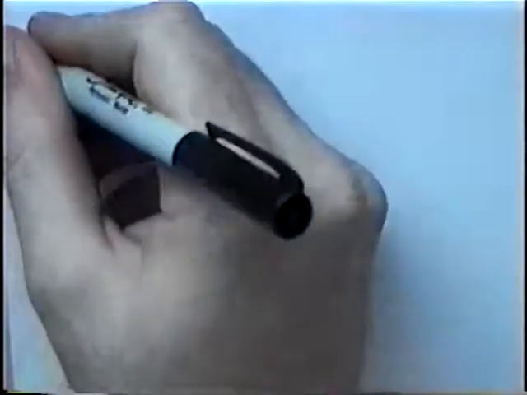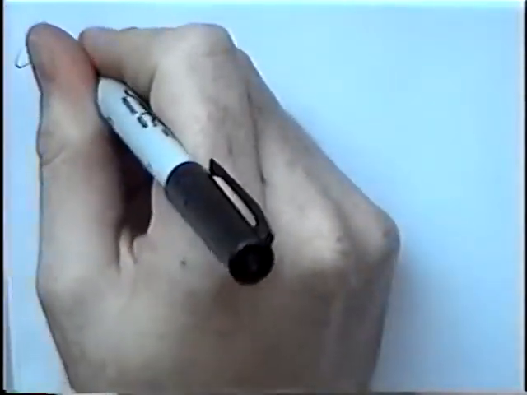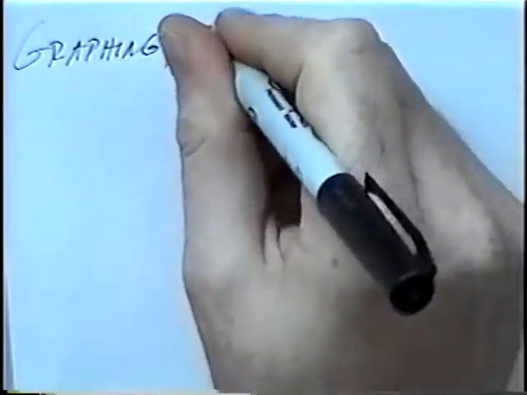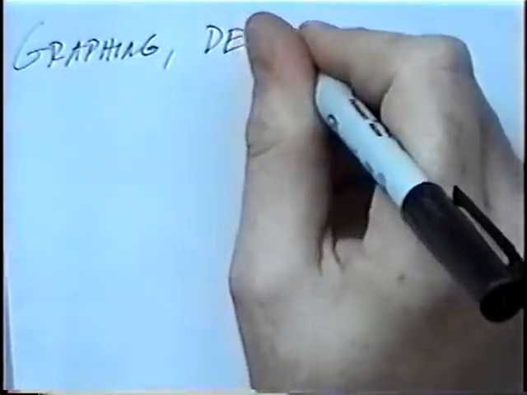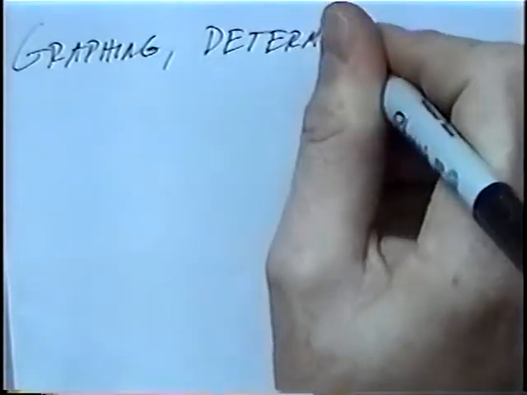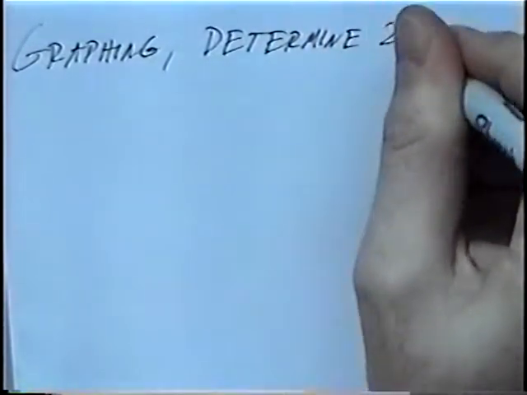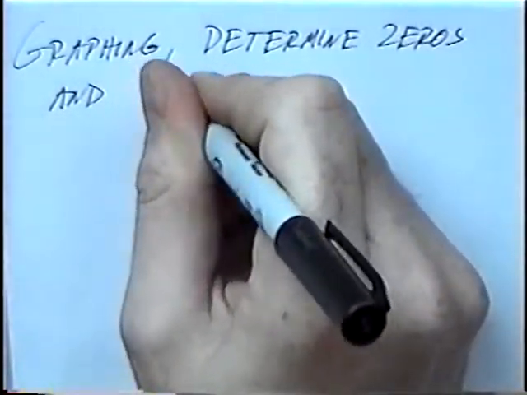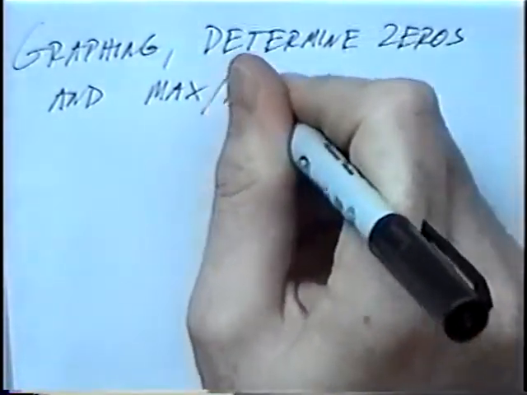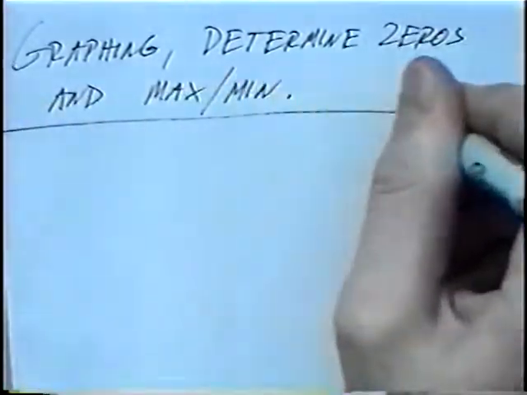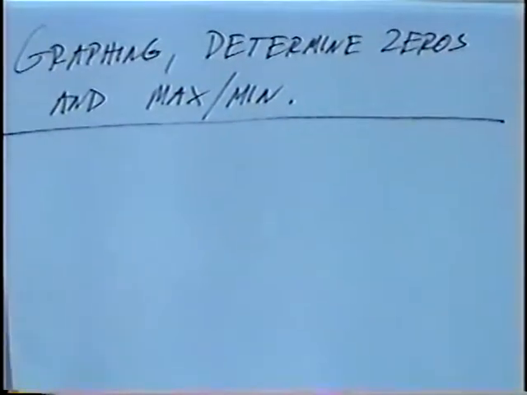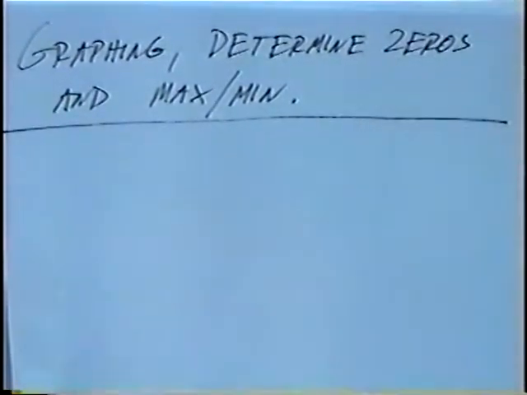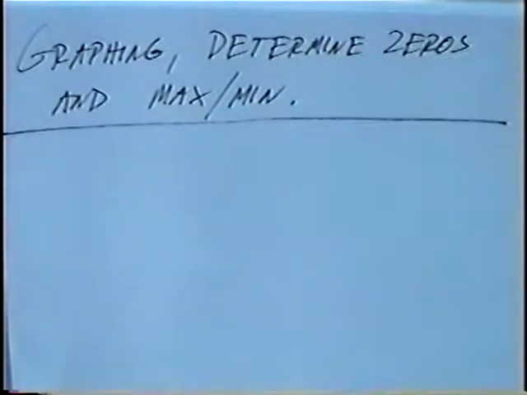Title of the first section today is Graphing, determine zeros, and max/min. In this section we'll graph polynomials, we'll determine the zeros, and we'll find either the max and or the mins.